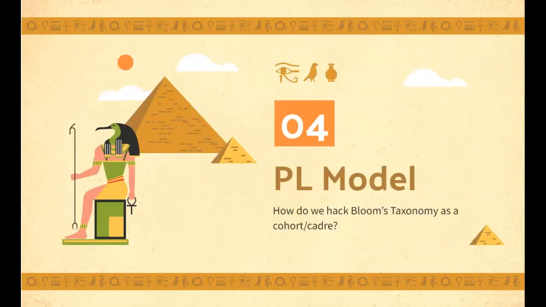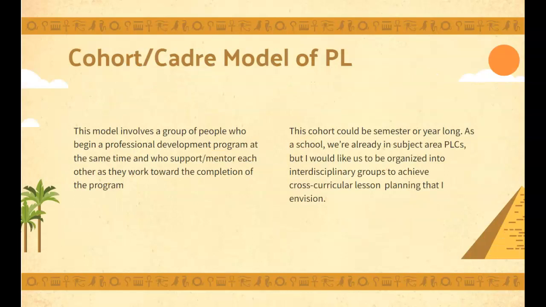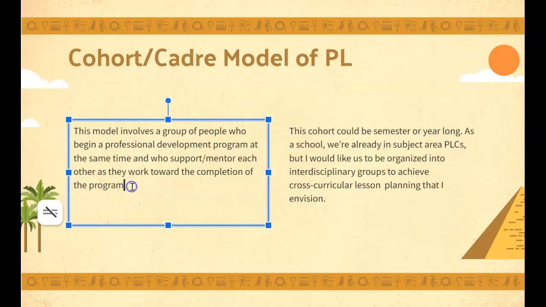So, how would we hack Bloom's taxonomy as a cohort or a cadre? This model involves a group of people who begin a professional development program at the same time and who support and mentor each other as they work toward the completion of the program. It could be semester long or year long. As a school, we're already in subject area PLCs, but I would like us to be organized into interdisciplinary groups to achieve that cross-curricular lesson planning opportunity that I do envision being part of this whole process.